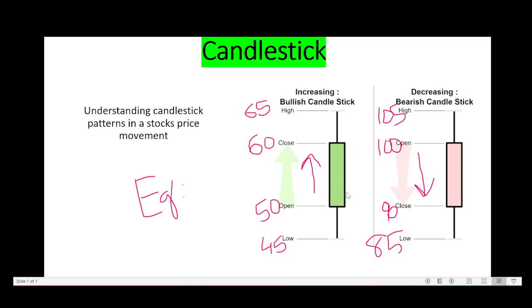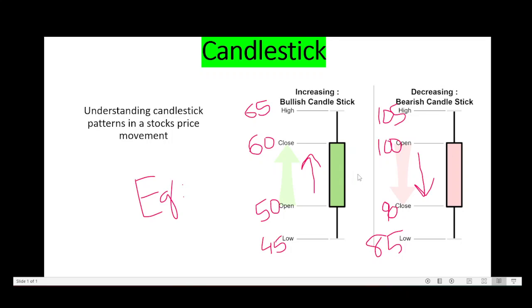Now this is a bullish candlestick, and this is a bearish candlestick. The opening price will always be at the bottom and the closing price at the top for bullish candles, because the price is going to increase and then close here. What about bearish candles? The opening price is at the top and the closing price is at the bottom, because the price is coming down and closed at 90 rupees. Now these are the wicks: the highest price in the time frame and the lowest price in the time frame.